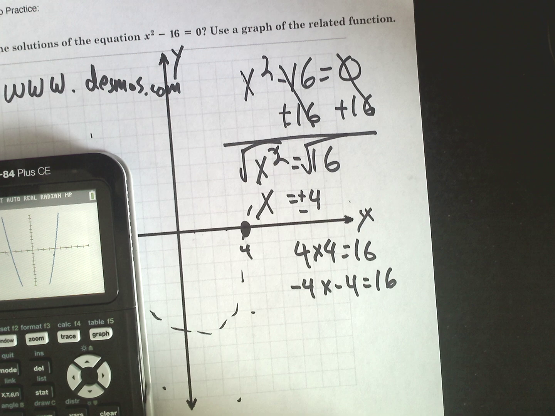I prefer you do it this way. You get exact numbers all the time, 4 and negative 4. You don't even have to use the graphing calculator.